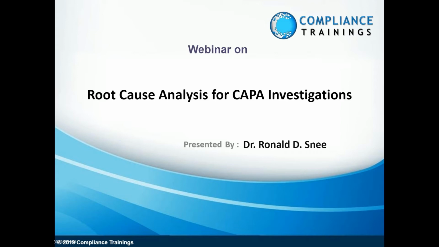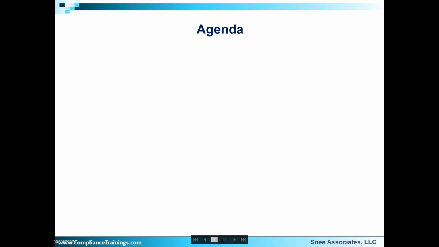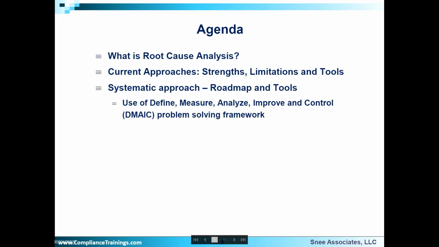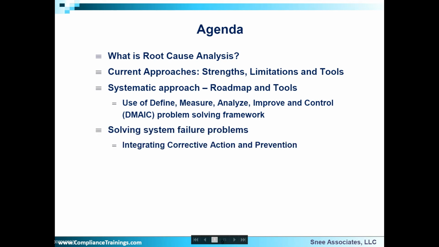So that's what we're going to talk about today, and we'll talk about what it is, why it's important, and how to do that. So with that brief introduction, here's our agenda for today. We're going to start off and talk about what is root cause analysis. Then we're going to talk about some current approaches, their strengths and limitations, and some of the tools that are used. We'll then move on to the systematic approach and talk about the roadmap for the systematic approach and the tools. And of course, as I just mentioned, we'll talk about the DMAIC problem-solving framework.